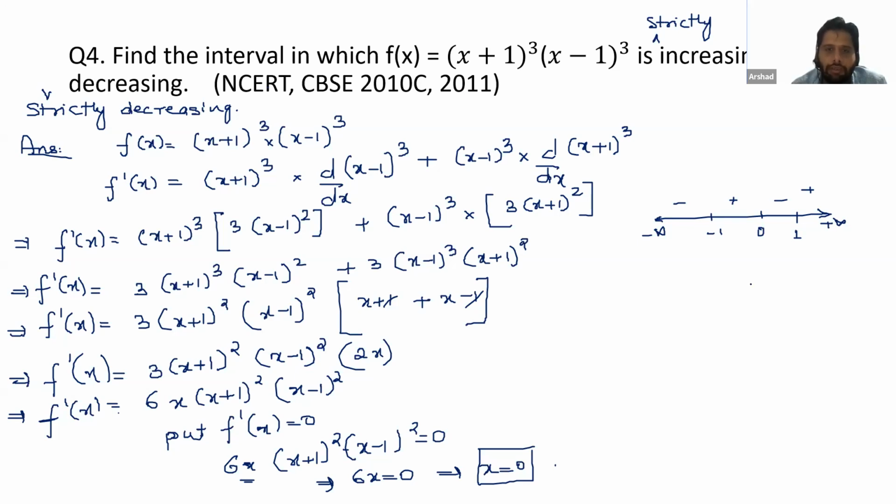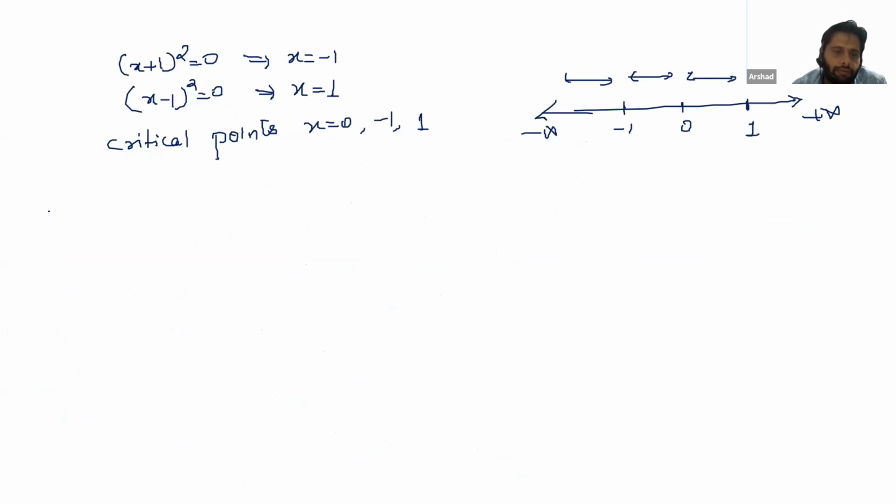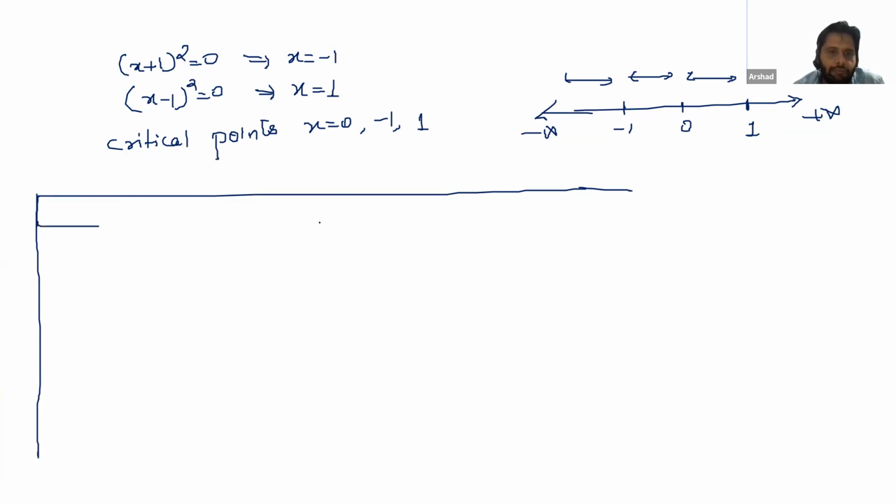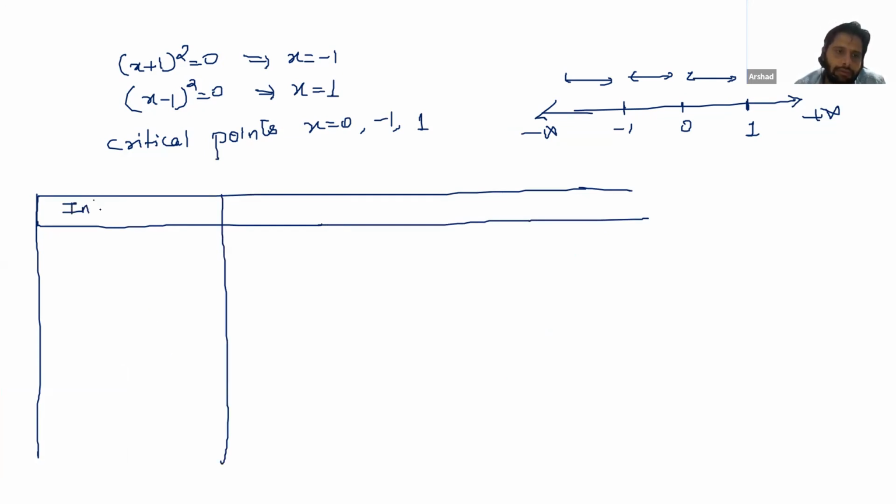Okay. So we have found out the critical points. We have the intervals. We just need to check the intervals now. So what are the intervals we have here? Minus infinity to minus 1. Always remember infinity or minus infinity is always an open interval. If it is strictly increasing or strictly decreasing, take the critical points in open interval. Minus 1 to 0, 0 to 1, 1 to plus infinity.